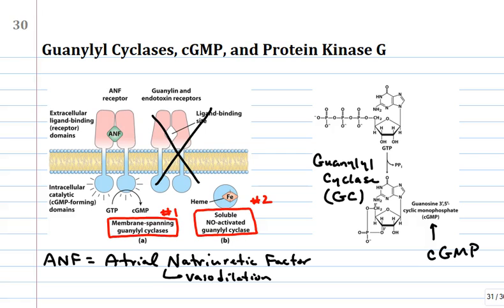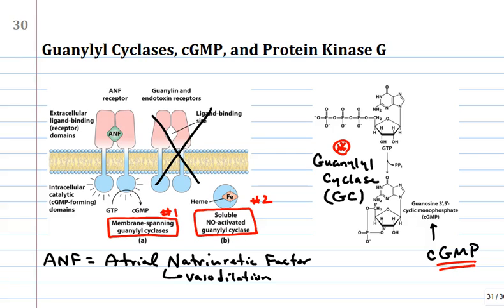Another type of guanylyl cyclase is not membrane spanning, it's not membrane associated, it's soluble in the cytosol, and it is activated by nitric oxide. And so those are the main two we want to talk about. In each case, a guanylyl cyclase is activated. And if you activate a guanylyl cyclase, it converts GTP to cyclic GMP.